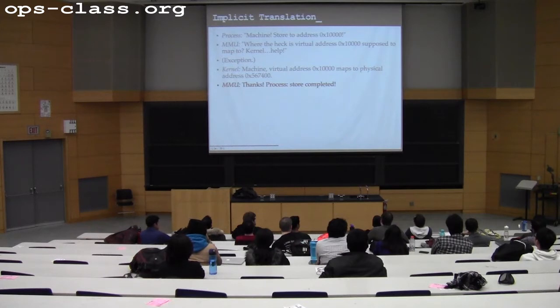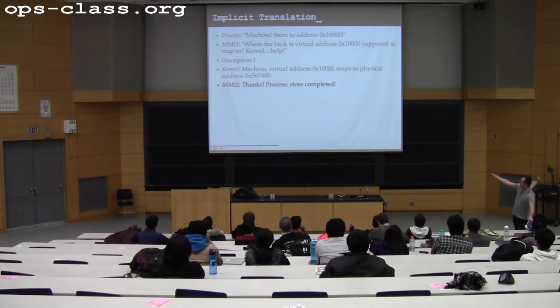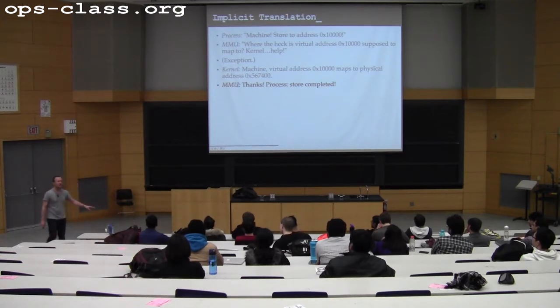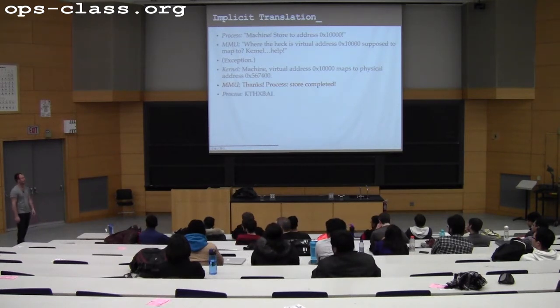Now, what part of this do I want not to happen? What would be ideal? So this is sort of the slow case. Yeah, I don't want this, right? When the process tries to store to some address, I want the MMU to know what to do already. So I want to limit the number of times that the MMU has to ask the kernel for help. Because if this happens every time, then essentially I'm back to that world where I'm translating every single memory address, and your computer is just too doggone slow to ever use.